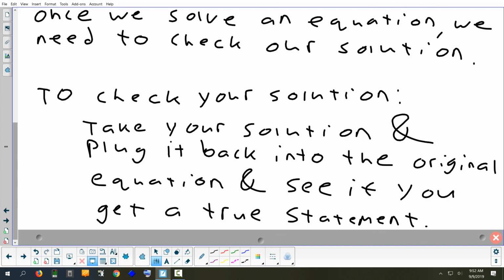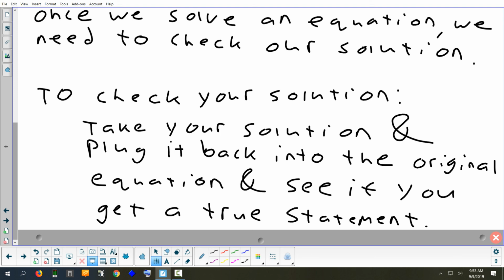Okay? If you don't know how to check your solution and you want to put a note on how to do it, you could probably squeeze it in up at the top. If you know how to do that, I don't worry about writing it. But to check your solution, take the answer that you got and plug it back in for the variable. It might be an x, might be a y. I think we did one in the warm-up, it was like k or something. But take your solution, plug it back in.